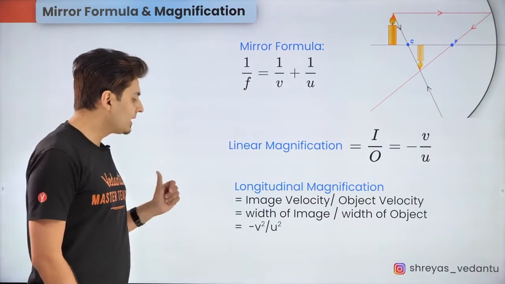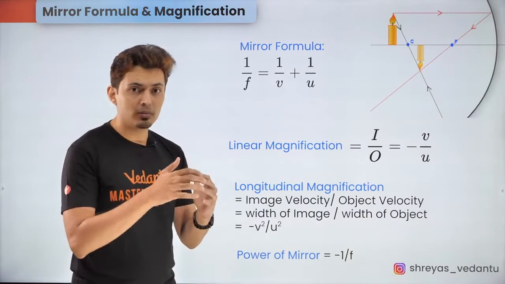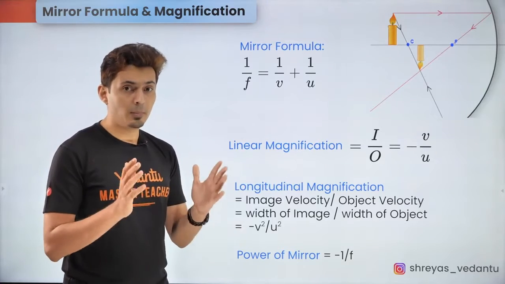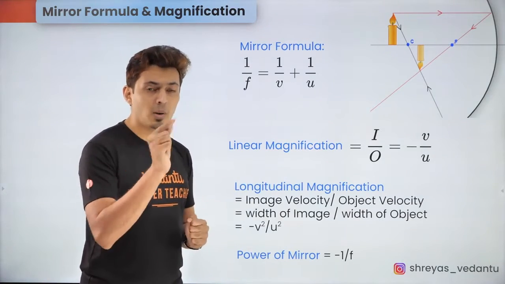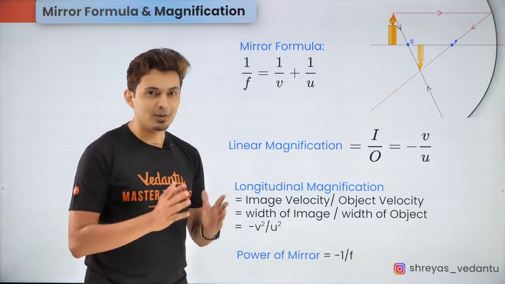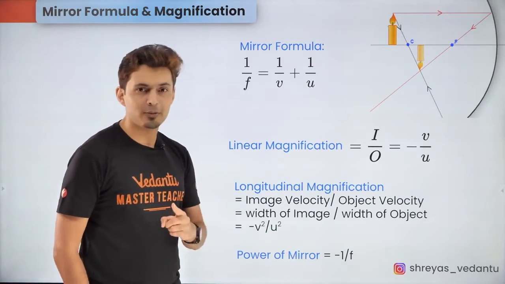The last one is the power formula of the mirror, and the power tells you the degree of convergence or divergence produced by an optical instrument. If the power is positive, then the optical device is converging, and if it is negative, then it is a diverging device. And the formula for a mirror is P = -1/f.